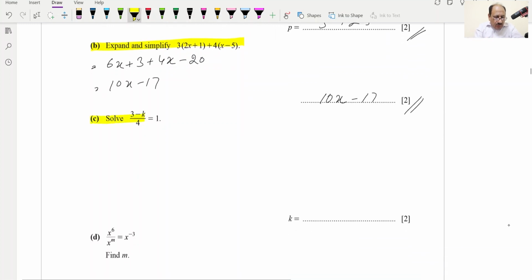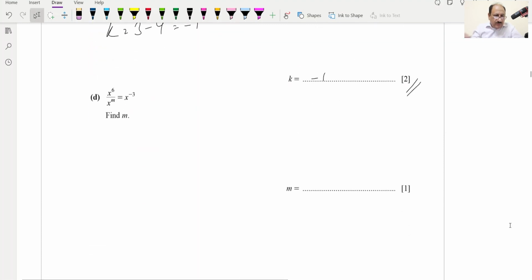C part, solve this algebraic fraction. Cross multiply, we will get 3 minus k is equal to 4. So k will be equal to 3 minus 4, which is equal to minus 1. So k is equal to minus 1 will be the final answer. This is a 2 mark question.